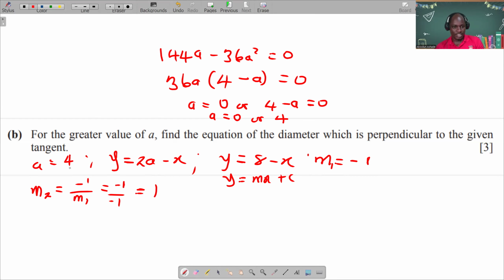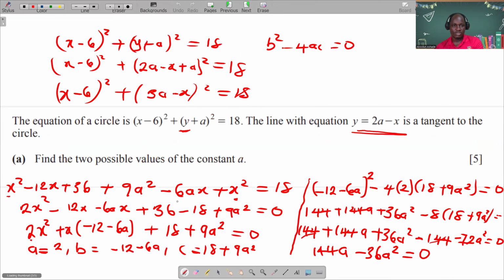So I can write the equation of the diameter as y equals mx plus c. The gradient for this one is 1, so it will be y equals x plus c. But we don't know the c. Before we can get an equation of a line, we need to know the gradient and a point on that line. And don't forget, since it's a circle, a point on that line of the diameter is also the center of our circle.